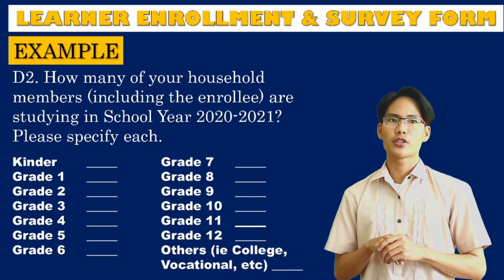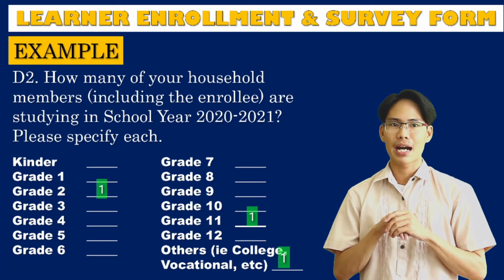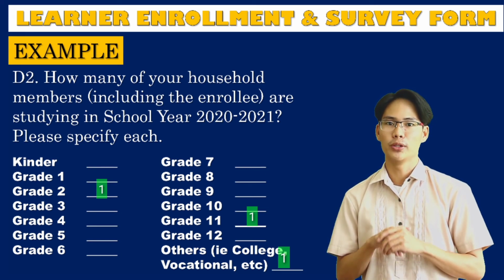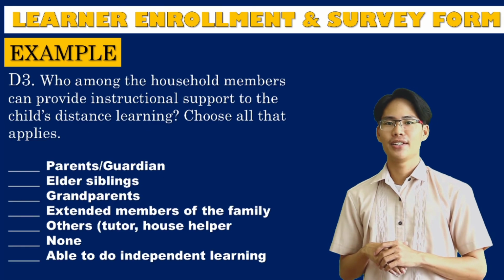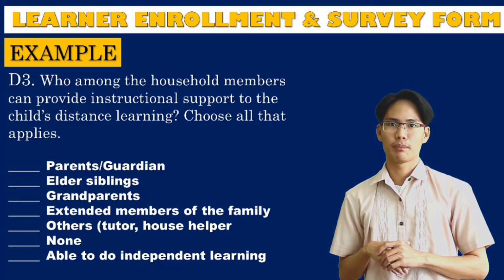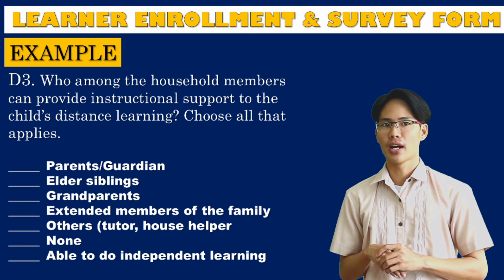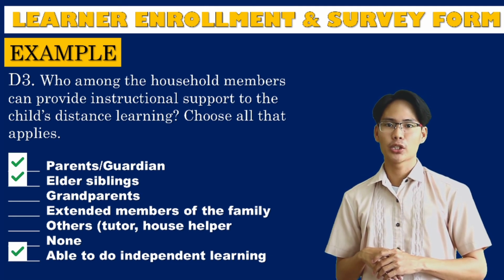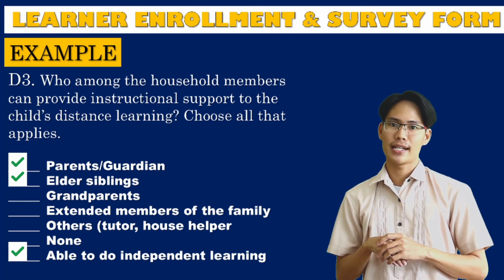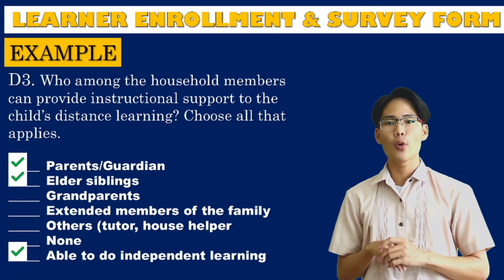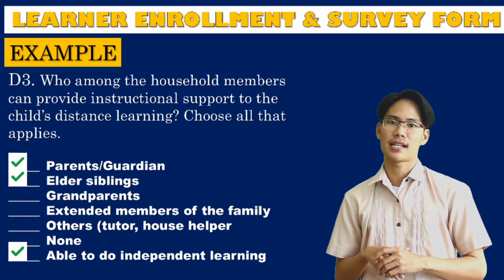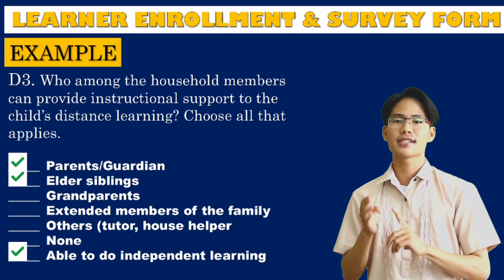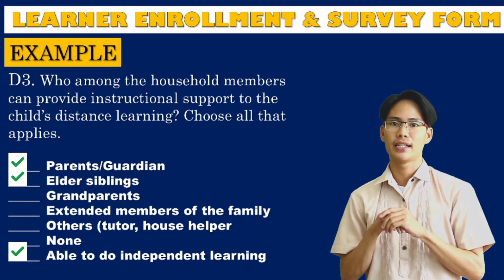Part D2. Siguraduhin na alam ninyo ang bilang ng mga nag-aaral sa iba't ibang grade level na nasa household nyo. For the Part D3, who among household members can provide instructional support? If you choose none, you cannot choose other options. Ang ibig sabihin sa part na ito ay kung merong miyembro ng isang household or pamilya na pwedeng makakatulong sa bata sa kanyang mga assignments, projects, activities, at pag-answer ng mga modules na binibigay ng guro.